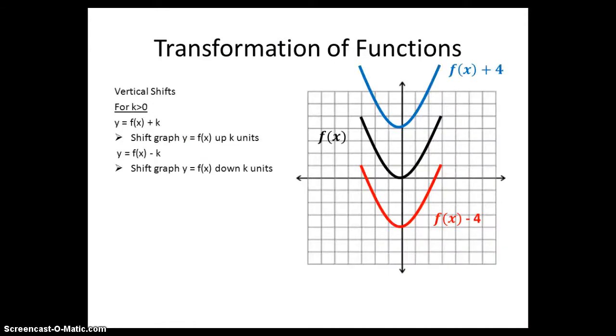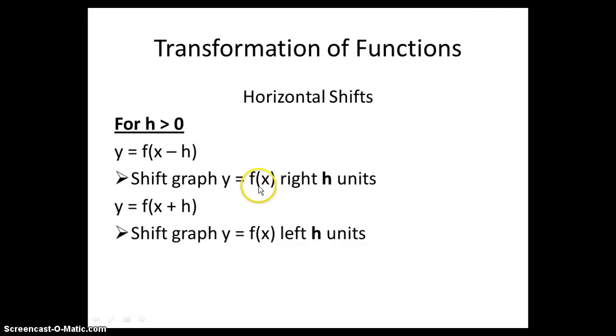All right, so going on, here is another example of it. F of x plus 4 will shift your graph up 4, 1, 2, 3, 4. F of x minus 4 shifts your graph down 4. All right, so now let's talk about horizontal shifts.